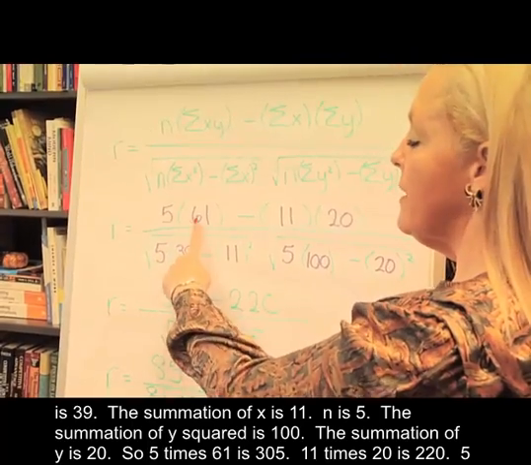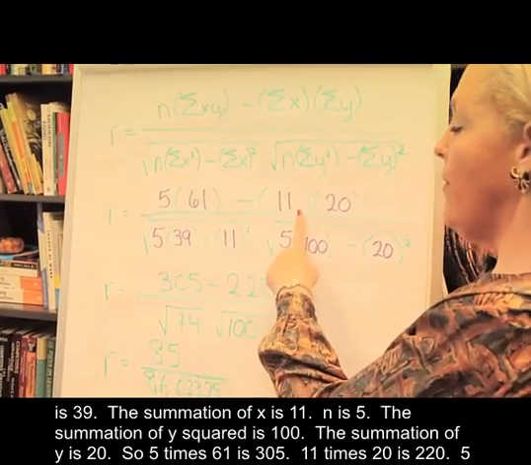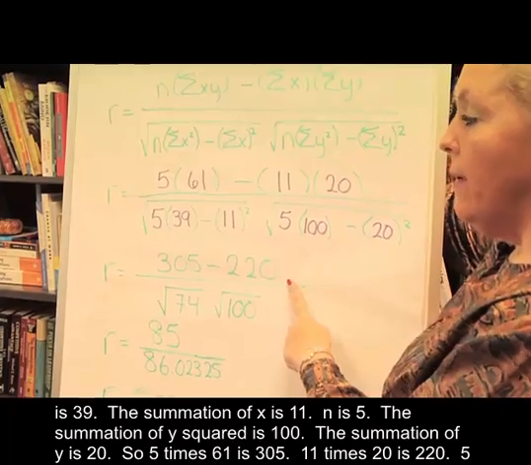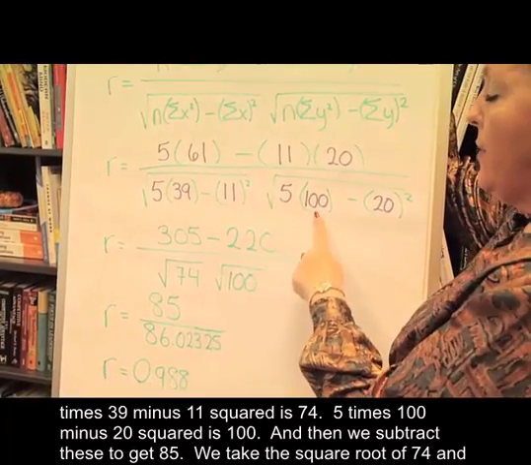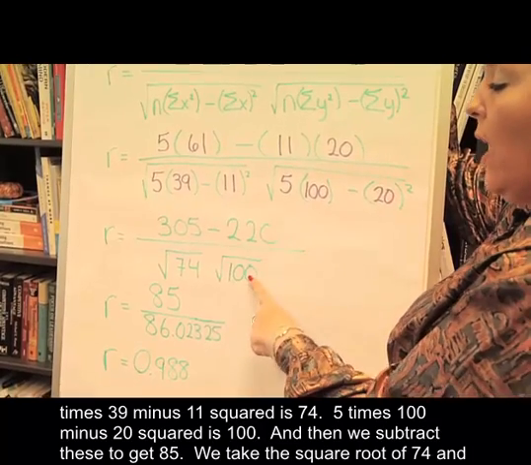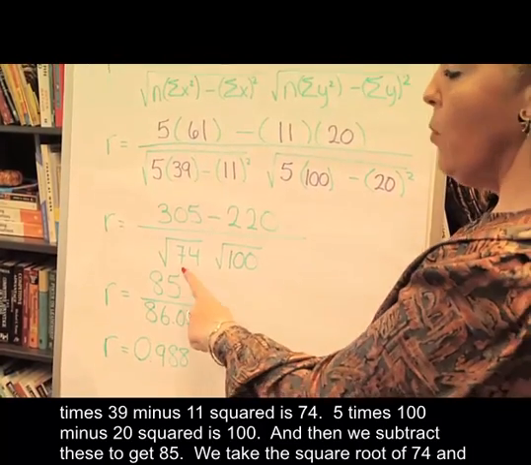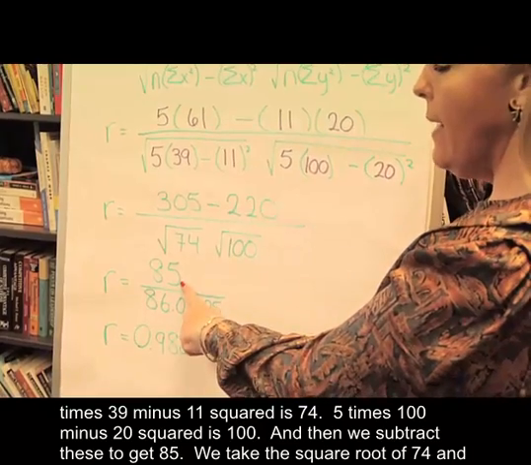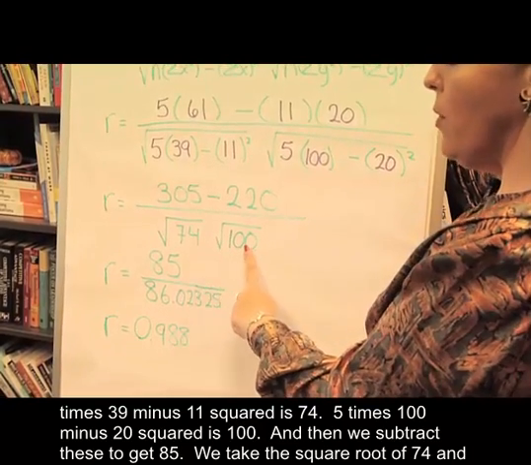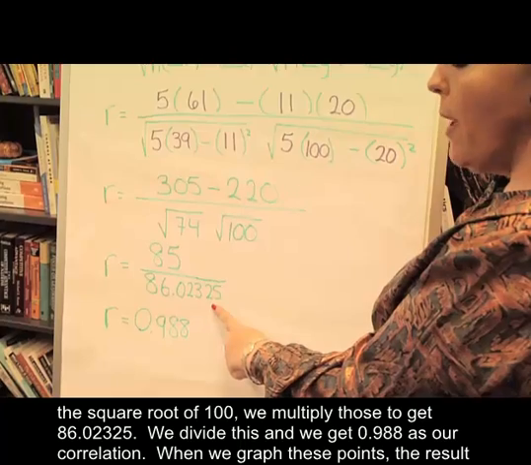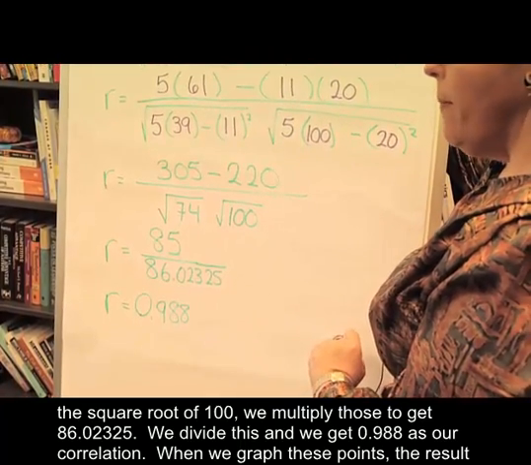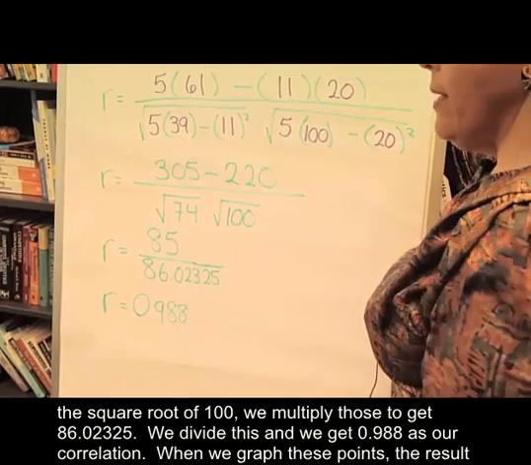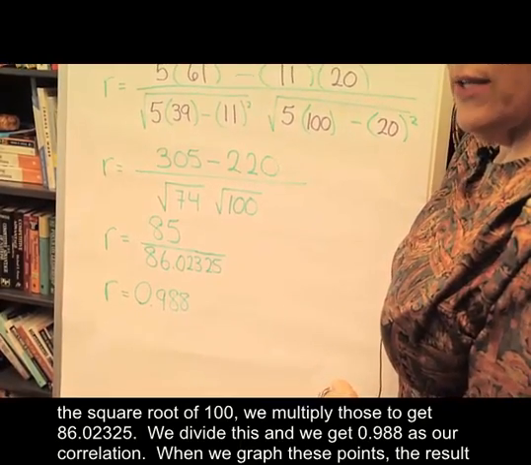So 5 times 61 is 305. 11 times 20 is 220. 5 times 39 minus 11 squared is 74. 5 times 100 minus 20 squared is 100. And then we subtract these to get 85. We take the square root of 74 and the square root of 100. We multiply those to get 86.02325. We divide this and we get 0.988 as our correlation.